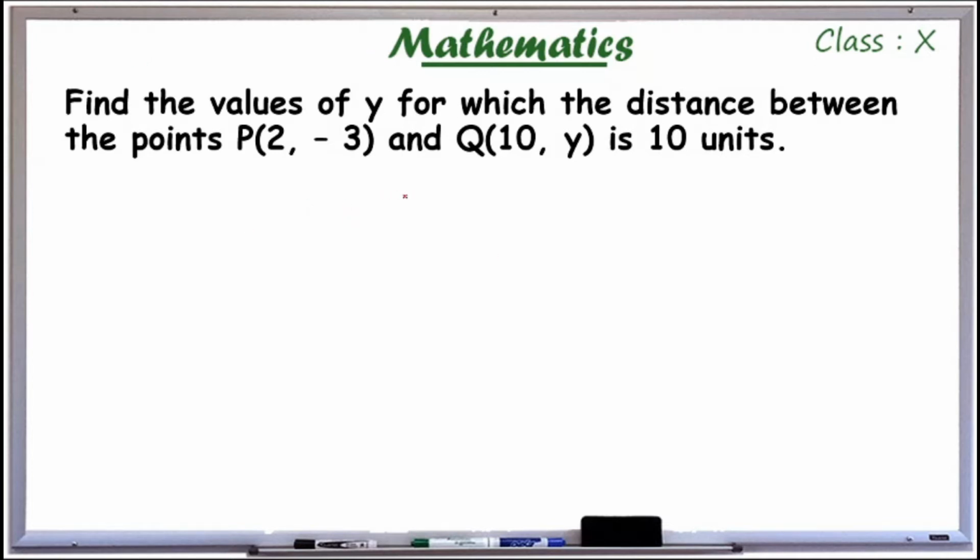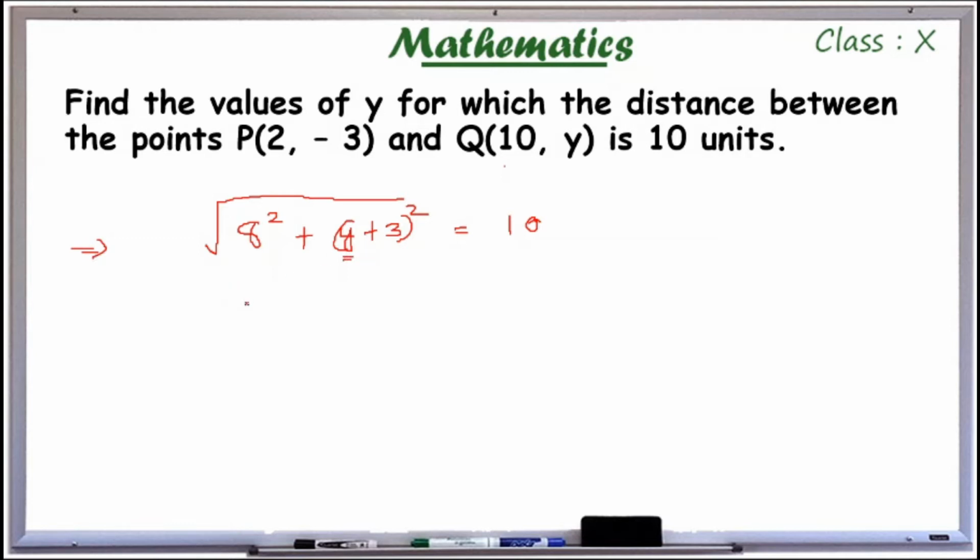So root of (x2 minus x1), which means 10 minus 2 is equal to 8, square, plus (y minus 3), which means (y plus 3) all square, is equal to 10. The answer is already given. So now we have to find this y.